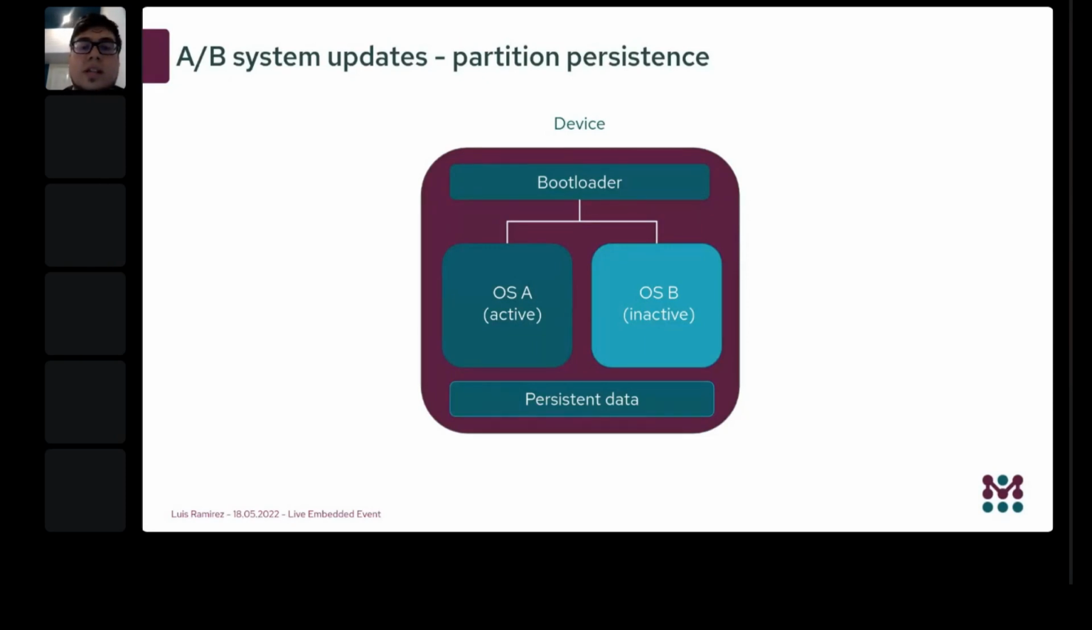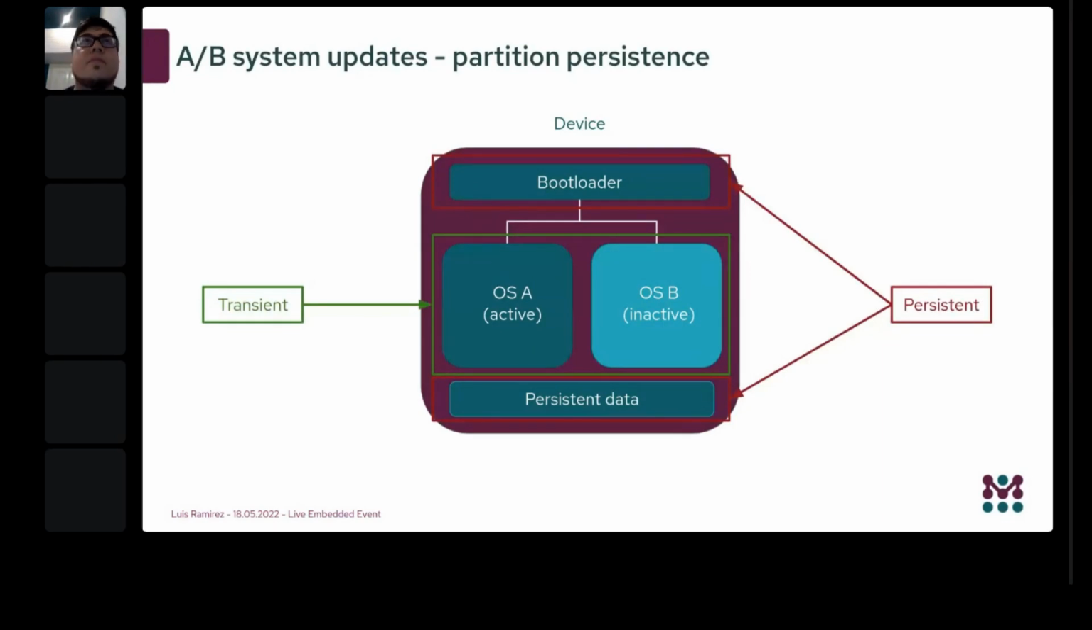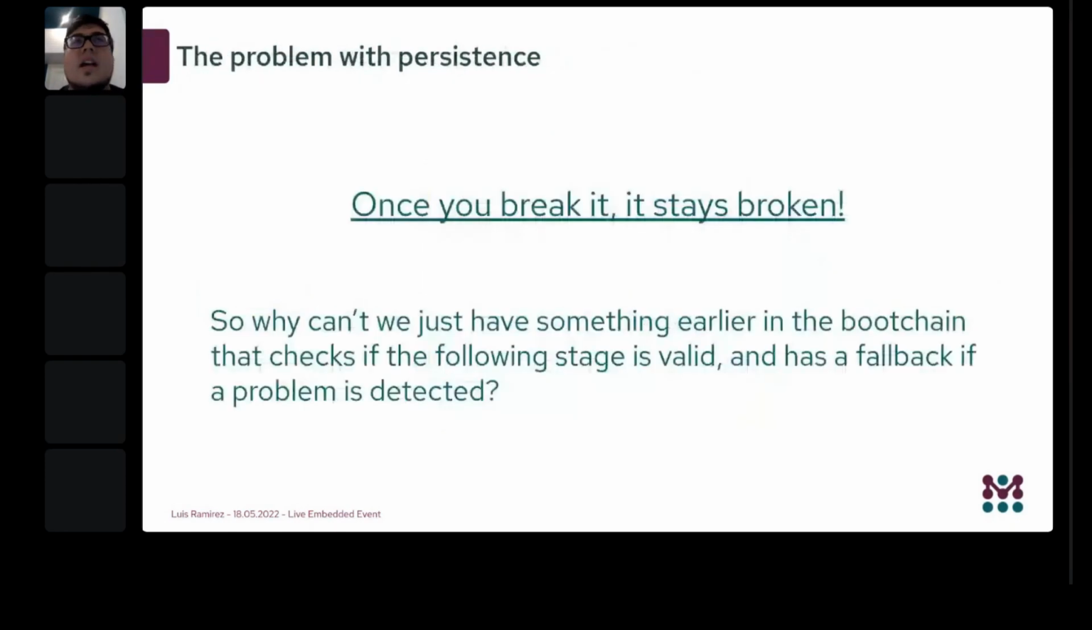The problem, or not say the problem, but at least how it is designed, is that you have two natures of components. On one side, you have persistent information, and on the other side, you have a transient one. This transient side could be recovered, or you can play around with it. But if you mess with something on the persistent side, sometimes it is not good at all. So in the end, as a summary, the problem with persistency regarding embedded systems, or in general, is that once you break it, it stays broken.